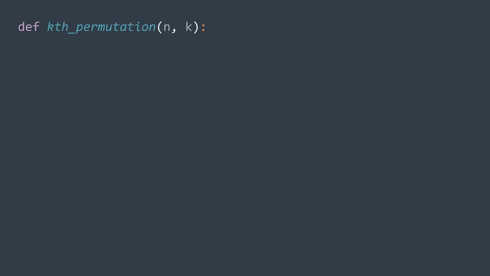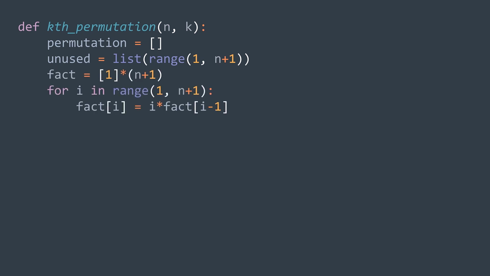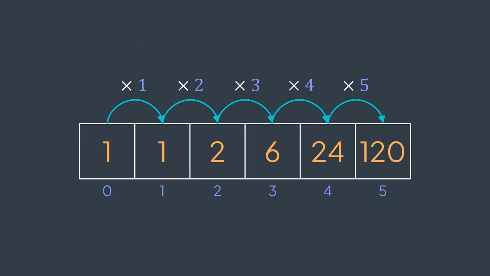In code, we have a function that takes as parameters n and k, the given input. We create an empty array for the permutation we're searching for, then we create unused. It contains elements of the range 1 to n inclusive. After it, to avoid always recalculating n factorial, we create an array fact where fact of I represents I factorial. It contains n plus 1 elements to have the values from 0 factorial to n factorial. To fill it, we know that 0 factorial is 1, then for remaining elements, we just take the value of the previous cell and we multiply it by I. For example, with 5, we get 1, 1, 2, 6, 24, 120.